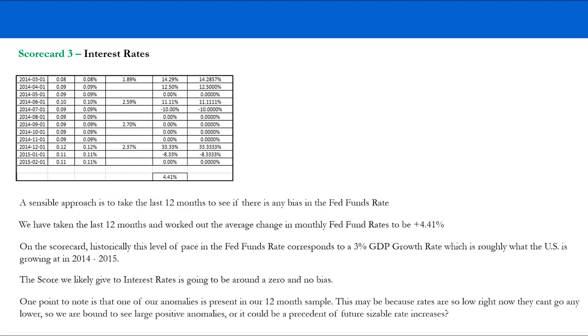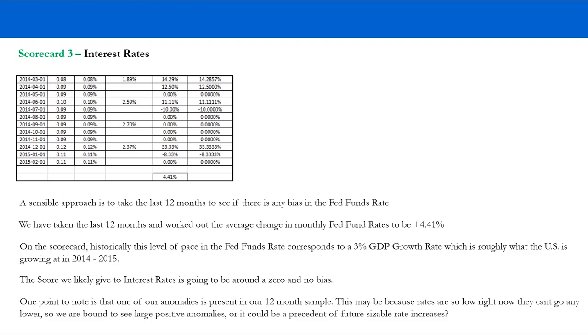Now, what happens when we look at the data at the moment and we score or try to score for what is currently happening with interest rates and GDP growth? Well, a sensible approach is to take the last 12 months to see if there's any bias in the Fed funds rate. What we've done, we take the last 12 months of data and work out the average change in the monthly Fed funds rate, and this comes to 4.41%.